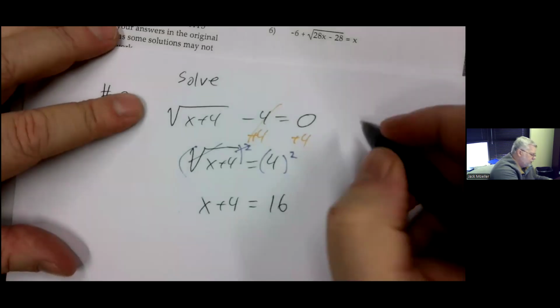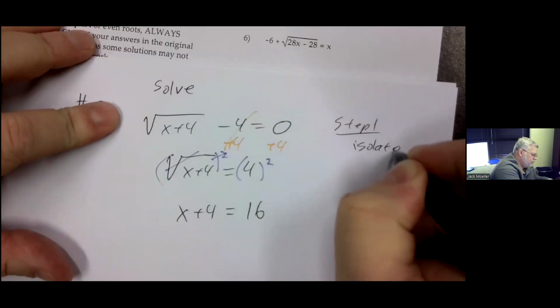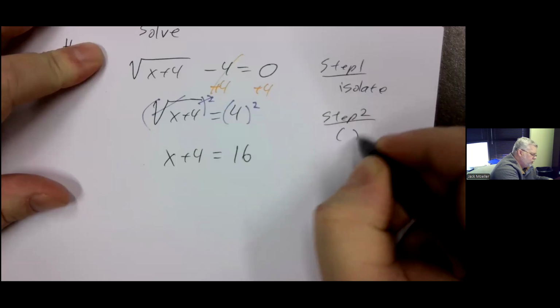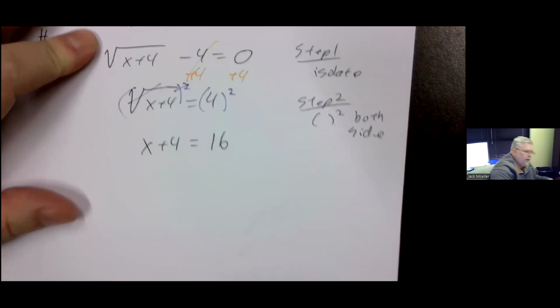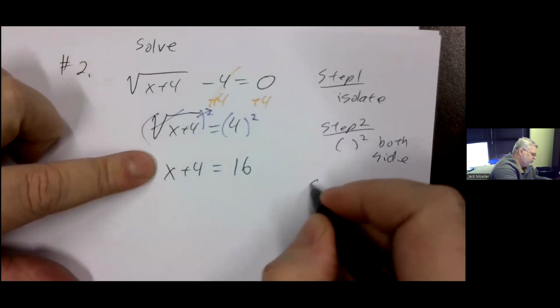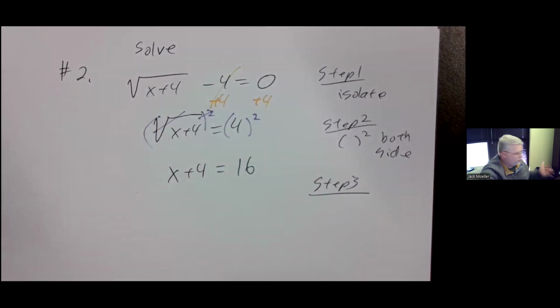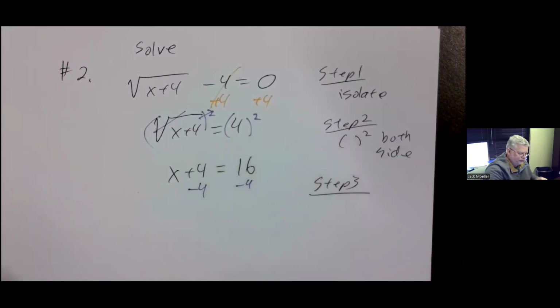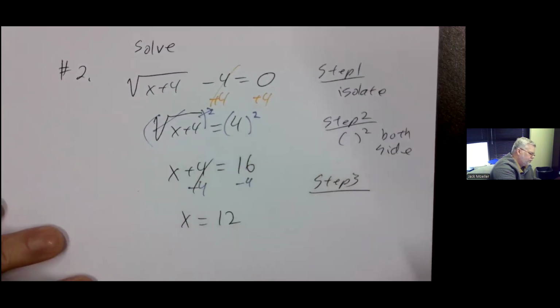All right, so that was step 1, where we isolated. Step 2 is we squared both sides. So now what do we do? We solve it. At this point, this could be a linear equation, could be a quadratic equation, whatever the appropriate technique is, use it to solve. You get x equals 12.